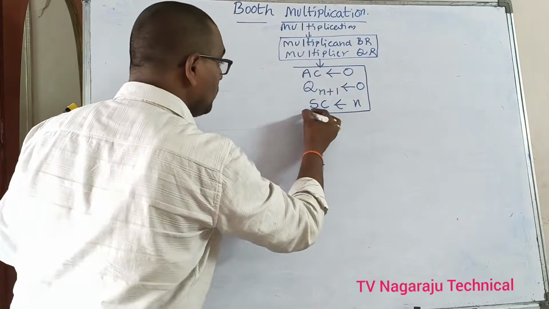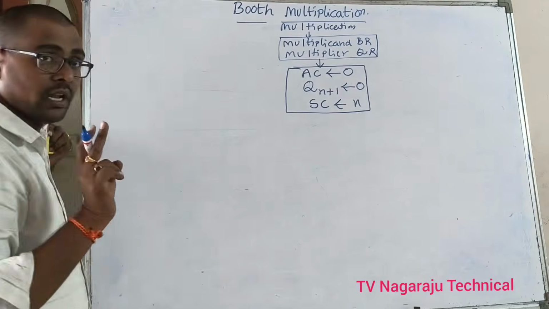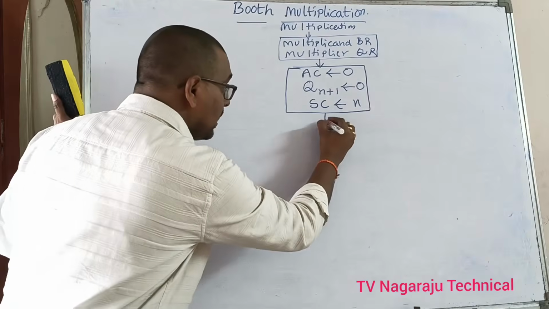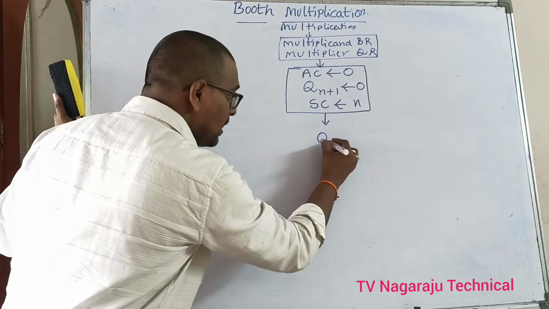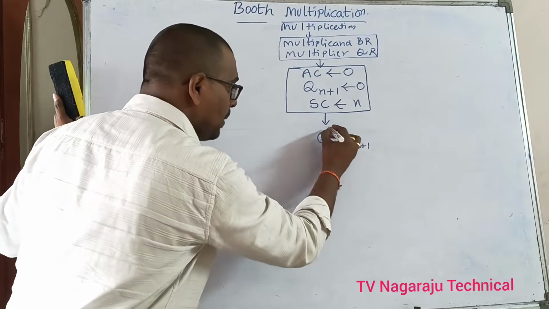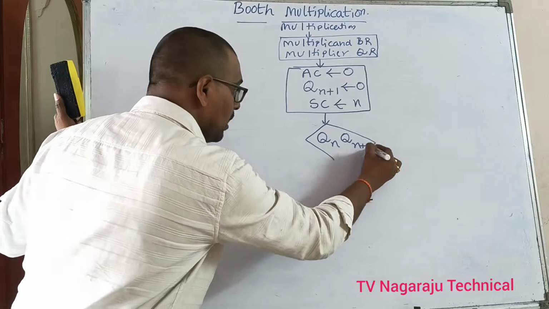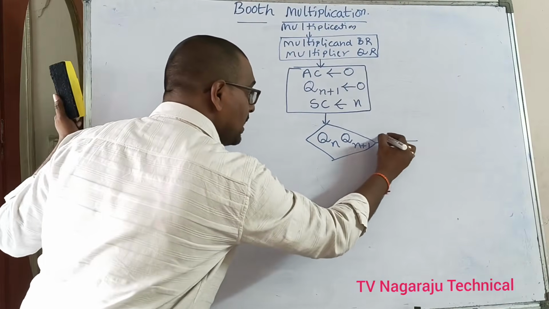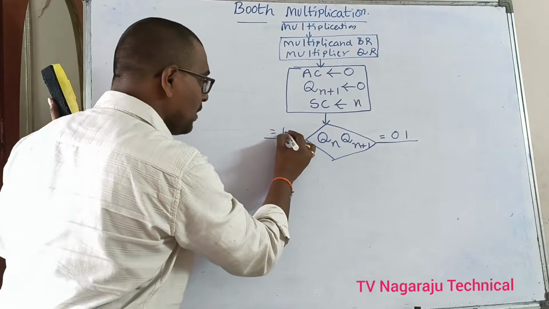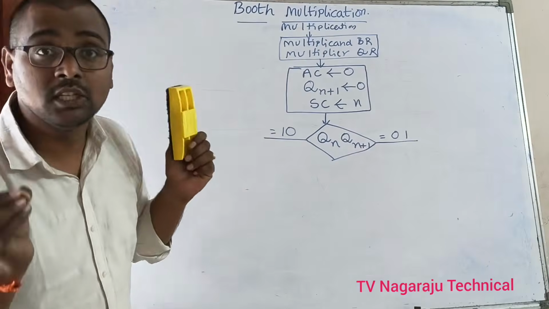Now, this is my initialization. I already said which operation is performed. That is decided by the last two bits, Qn and Qn+1. Now, what are the different cases? If the value is equal to 0, 1, or if the value is equal to 1, 0.